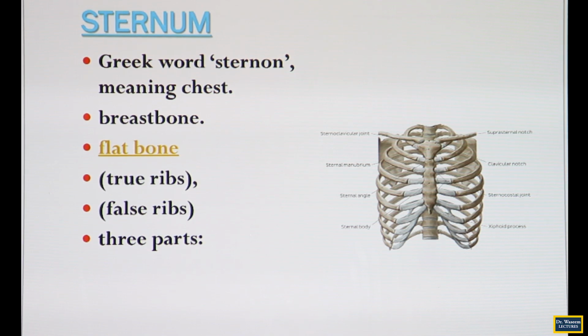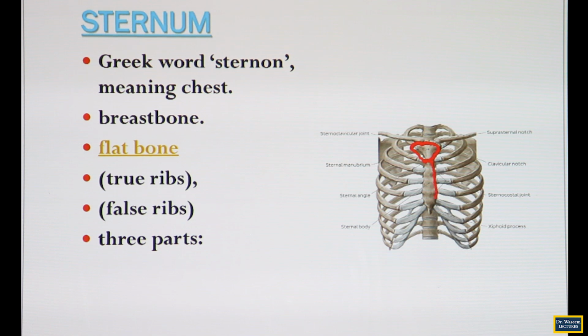And if you actually look at them, the ribs are either directly or indirectly joined with the sternum. And the sternum has three parts here. First, this one, that is called the manubrium sterni, which is the handle of the sternum, you can say.